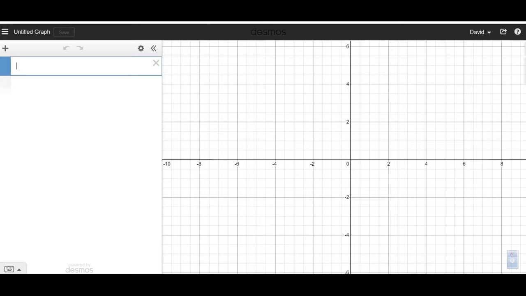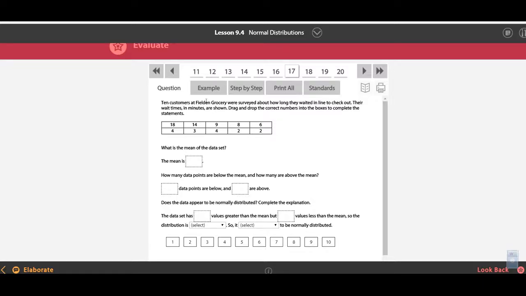All right, so let's go ahead and take a look at this problem. So they give us this list. It says 10 customers at this grocery store were surveyed about how long they waited in line. Their wait times in minutes are shown. Drag and drop the correct numbers into the boxes to complete the statements. So we're going to take this data and we're going to make a list. All right, so let's see here. 18, 14, 9, 8, 6.